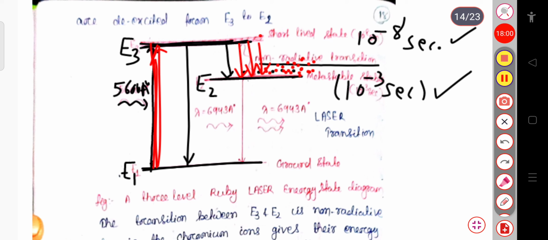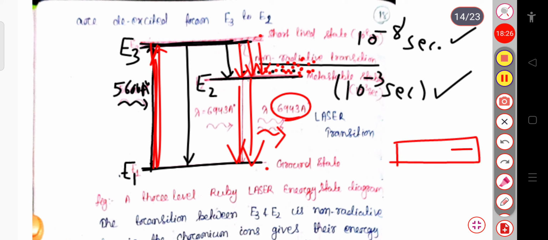But the state of population inversion is not a stable one, so the process of spontaneous transition is very high. Now the spontaneous transition will occur. When the excited chromium ions pass spontaneously from the E2 state to the E1 state, each emits one photon of wavelength 6943 angstrom. This photon is reflected back and forth inside the ruby rod.